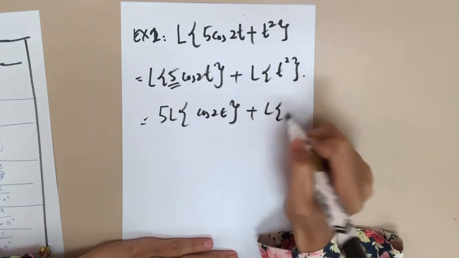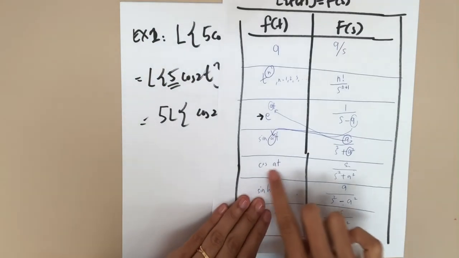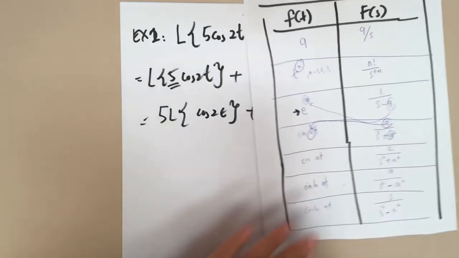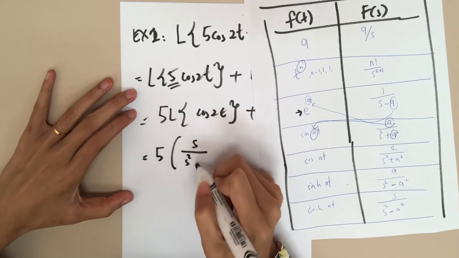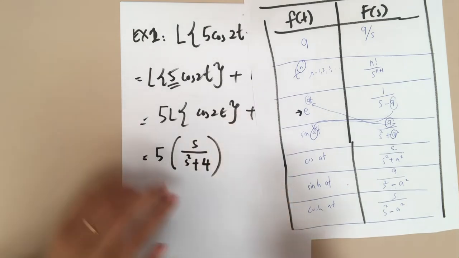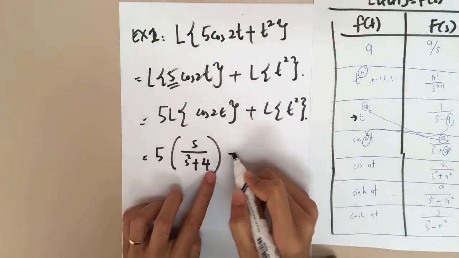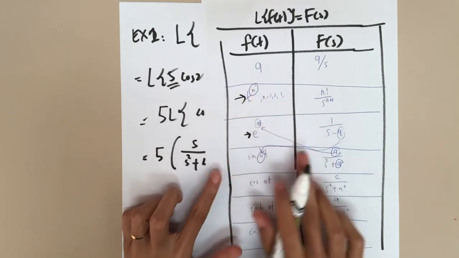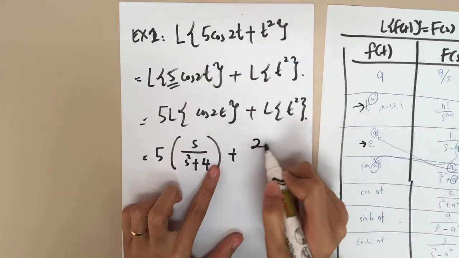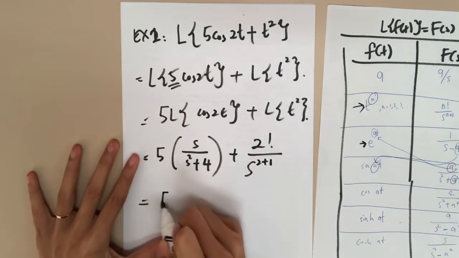By referring to the table, you will know cos at, here cos 2t, lies here, so it will become 5 s over s squared plus 4. I just write 4 because it's 2 power 2, so 2 power 2 is equal to 4. And then plus, t squared is t power of n, so n is 2, so it becomes 2 factorial over s^(2+1).